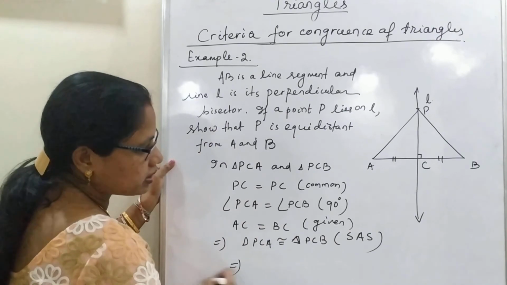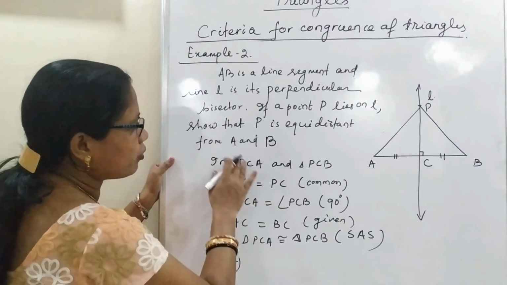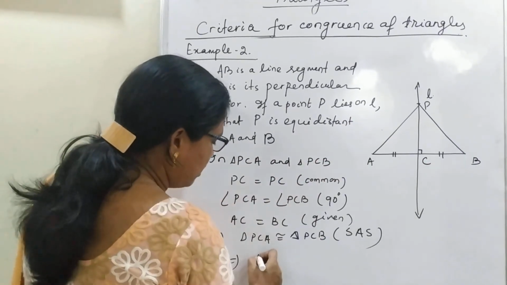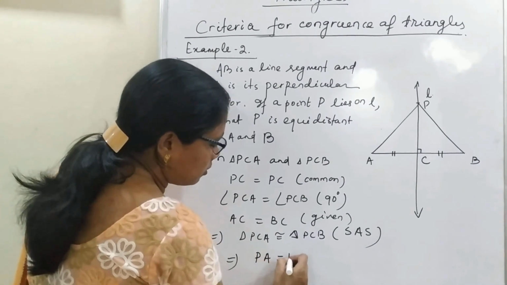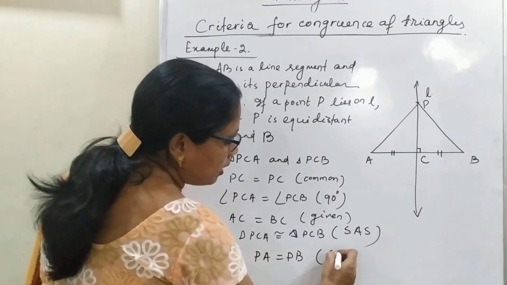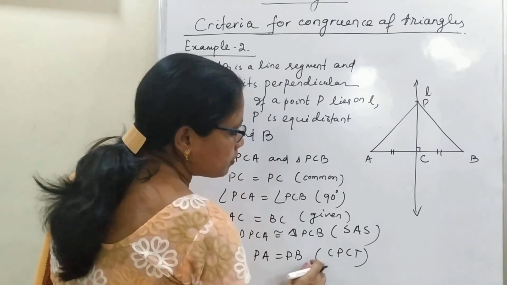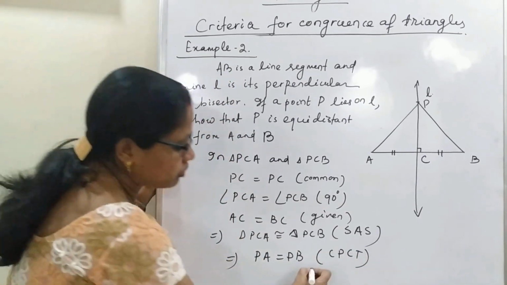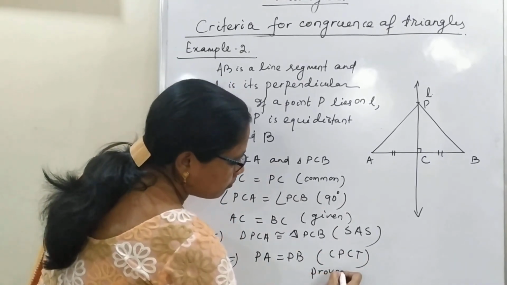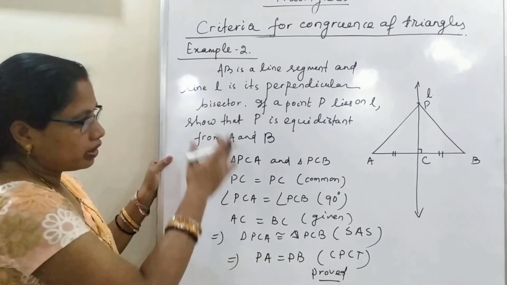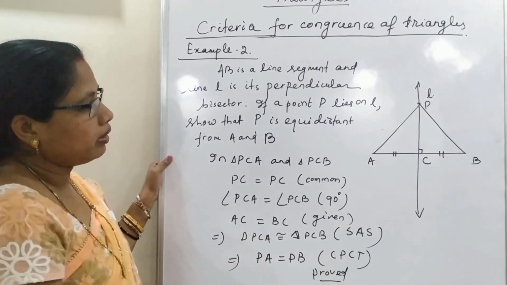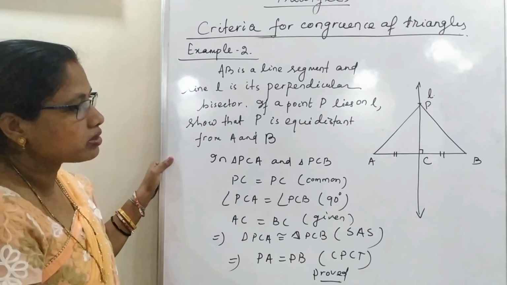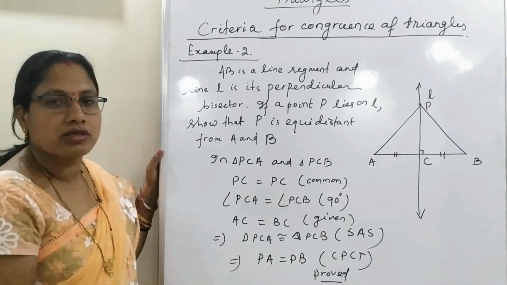So again we have to prove here PA is equal to PB. So this implies PA is equal to PB by CPCT, corresponding parts of congruent triangles. So this is proved. In this way you can solve any deductions by using the SAS congruence condition.